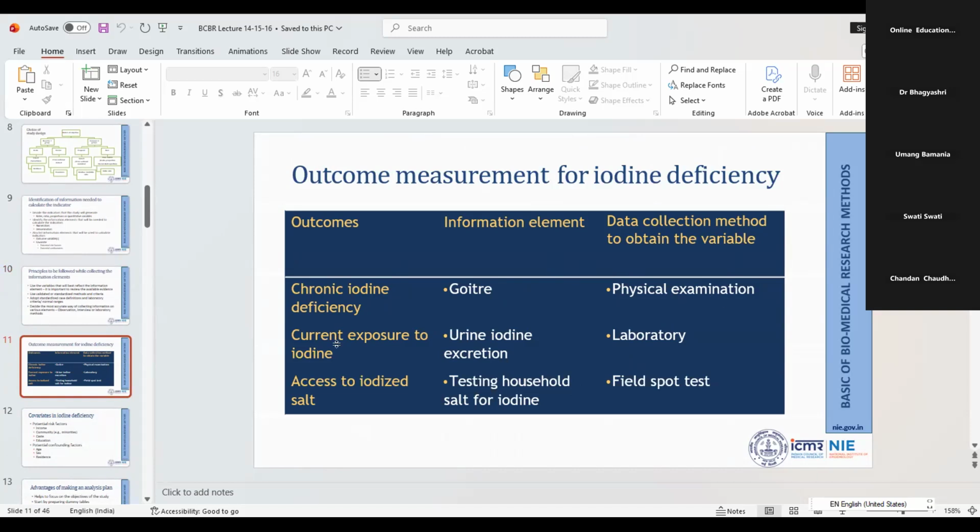If we want to know the current exposure to iodine, then the best element to know is urinary iodine excretion. For this, the best data collection method is laboratory investigation of urine for iodine excretion. And if you want to know the access to iodized salt, then the information element here is testing the household salt for the iodine level. So the best way to collect data is going into the field and testing the salt sample.